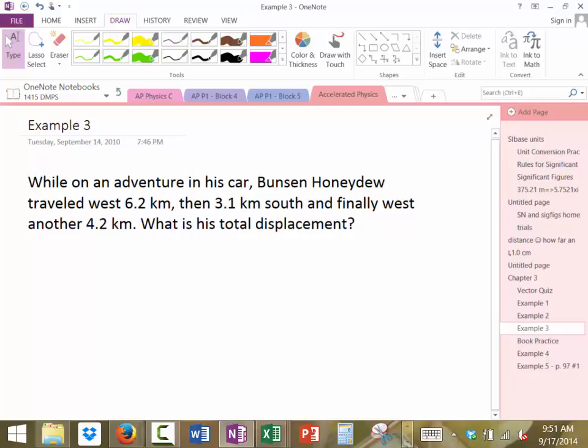What I do is going west. 2 kilometers west, 3.1 kilometers south, and then west again, 4.2 kilometers. The question asks for you to find his total displacement. So you're going to start by doing what? Drawing a picture. Establish your resultant, and then break it down. I want you guys to work on this. I'm going to work on it up here too, but I would like for you to try. If you get stuck, then take a look up here. Does that sound okay?